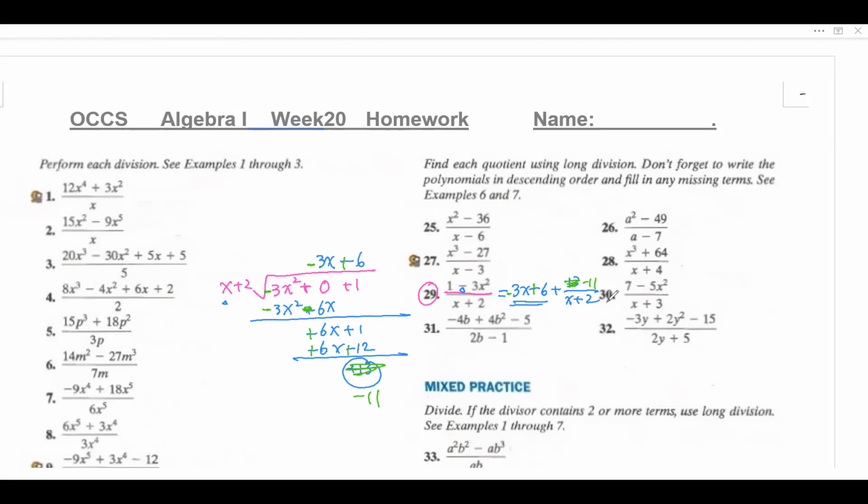All right, let's move to 30. Thank you very much. Let's see 30. So here is negative 5 squared. All right, so that's a missing term in the degree 0, right?